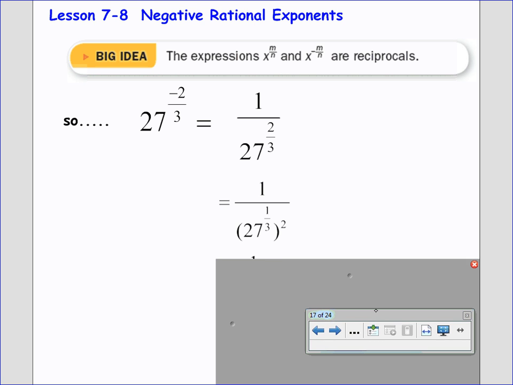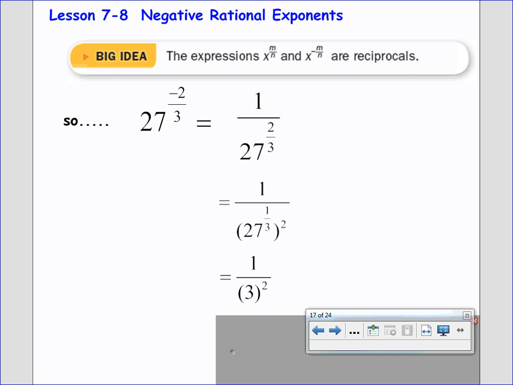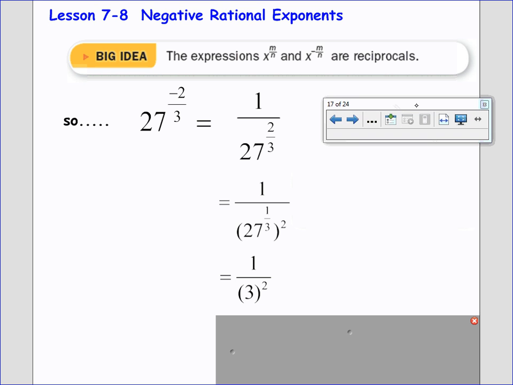Next, we'll purposely choose to apply the denominator of my rational exponent as an nth root first. So we'll do 27 to the 1/3 power. On my half sheet, we see that that is 3. And I'll raise that base 3 to my numerator exponent second. So 3 squared is 9. My final answer is 1/9.